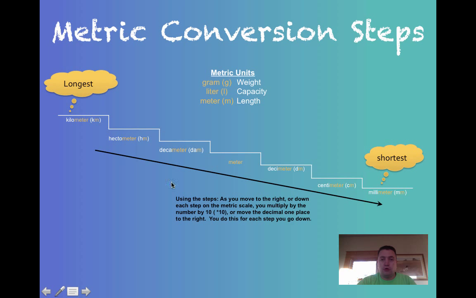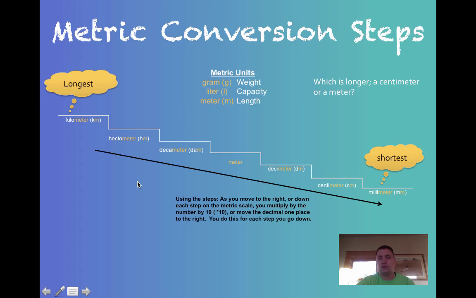As you move to the right, or as I go down the stairs, bing, bing, bing, down the stairs, I multiply the number by 10, or I can move my decimal place one spot to the right, and I do this for every step I go down. So if I go from here to here, I'm going to multiply by 10. If I go from here to here, I'm going to multiply by another 10. So from kilometers down to decameters, this is 100 times bigger because this is 10 times bigger times 10 times bigger, and you're going to see that as we go through this.